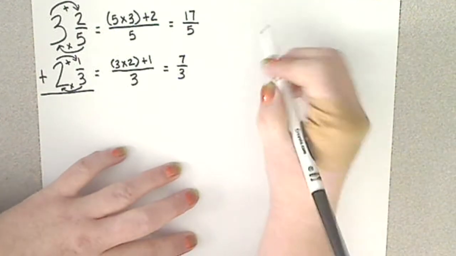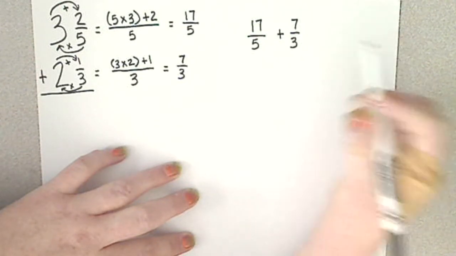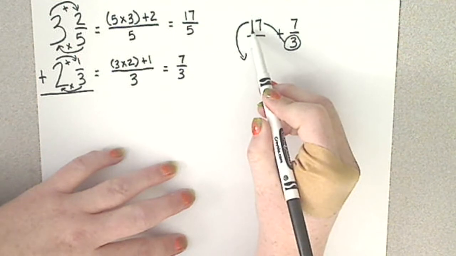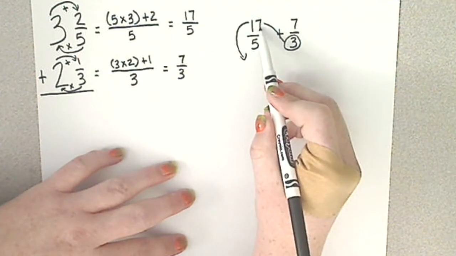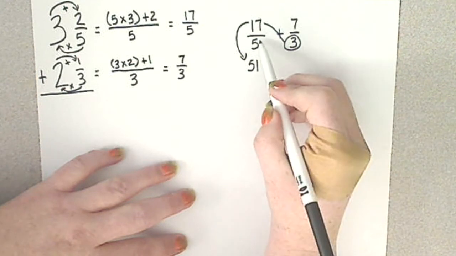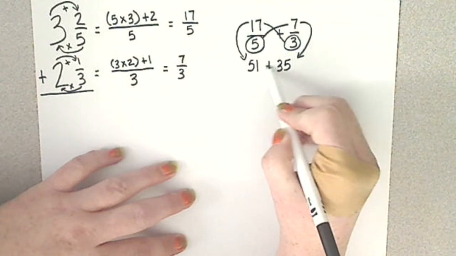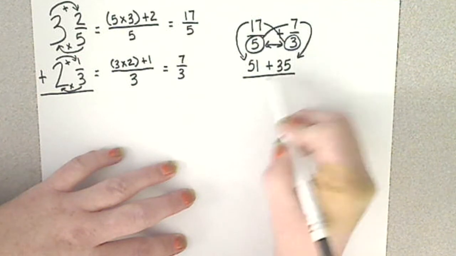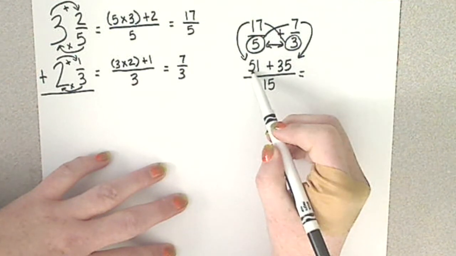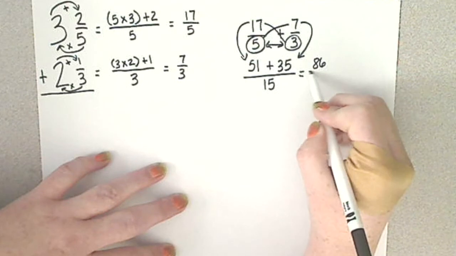And now we can do Potter's glasses. 17/5 plus 7/3. 3 times 17: I know that 3 times 10 is 30, and 3 times 7 is 21. So 30 plus 21 is 51. 5 times 7 is 35. And 5 times 3 is 15. All right. 51 plus 35. 50 plus 30 is 80. 1 plus 5 is 6. 80 plus 6 is 86.